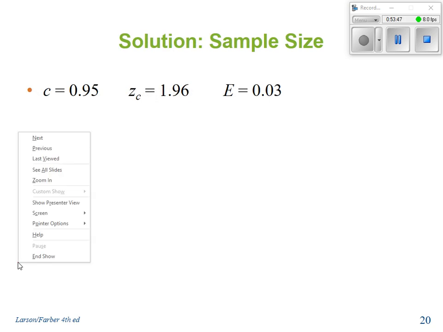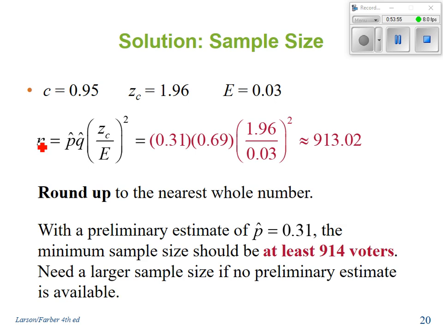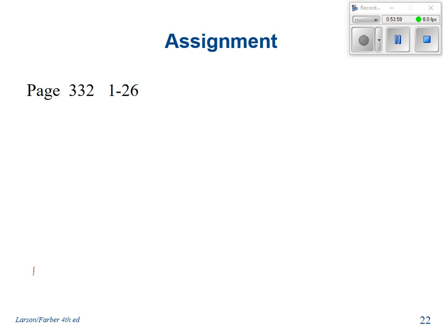So on this one, 913, we round that up to 914 voters. The assignment is on page 332, only a couple more assignments for this nine weeks. If you're not happy with your grade, you've got a couple more assignments to get picked up. This quiz will be one of them.